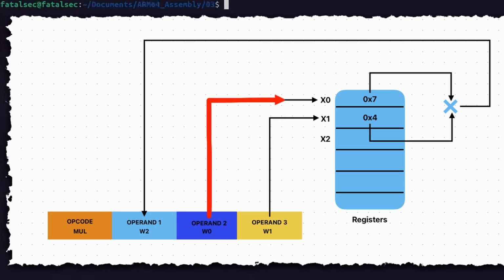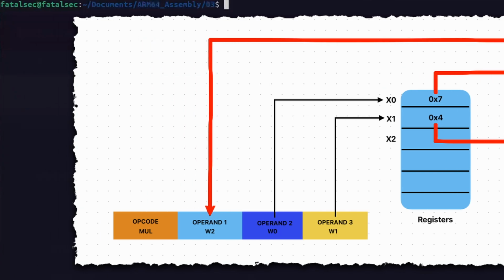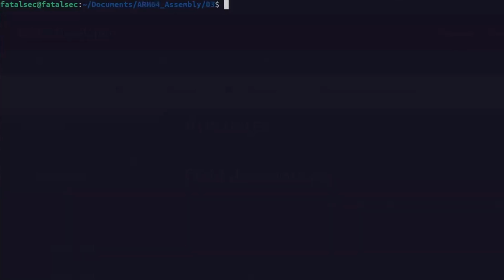So over here, the W0 register has 7 and the W1 register has 4. If we multiply 7 and 4, the result is 28, right? So this 28 is going to be stored into the W2 register, which is our destination register in this case. Let me quickly demonstrate this by creating a simple multiplication program in ARMv8 assembly.